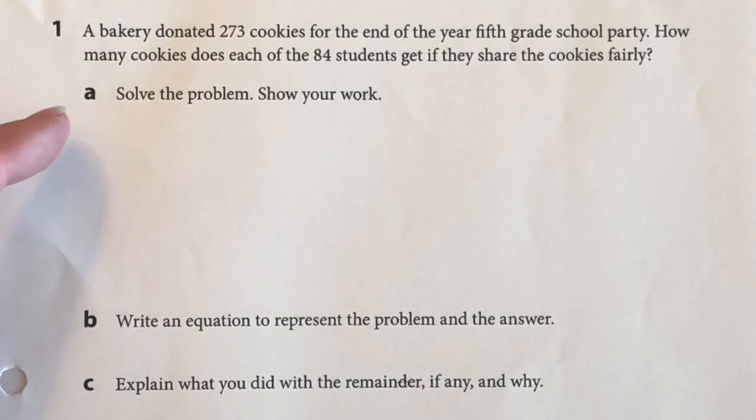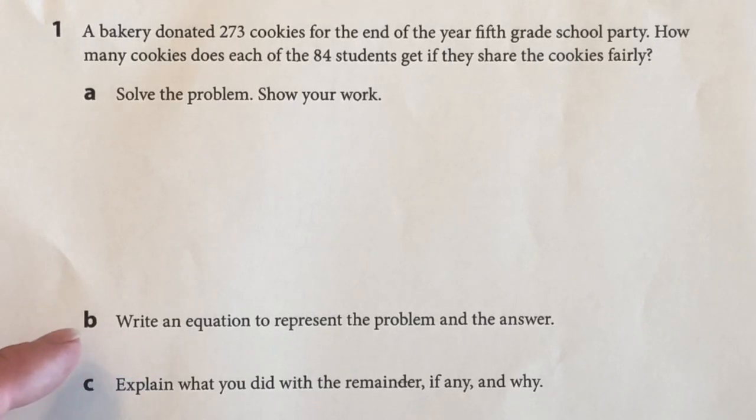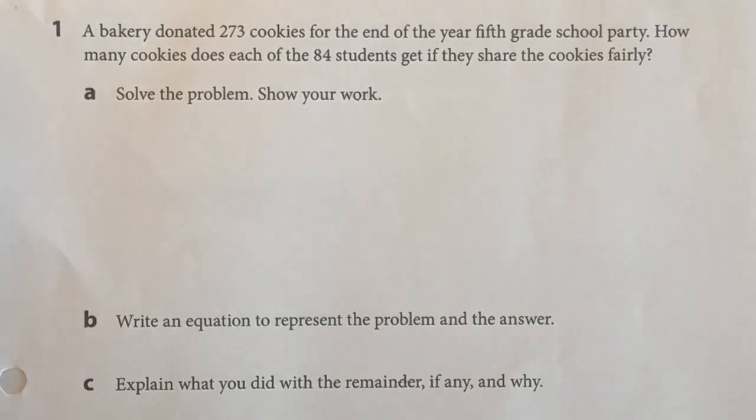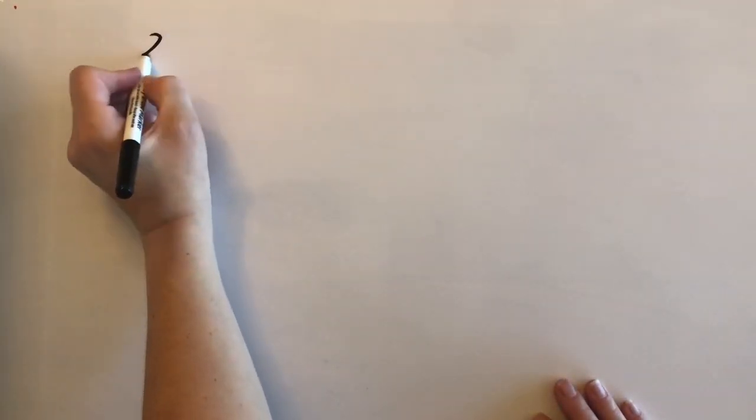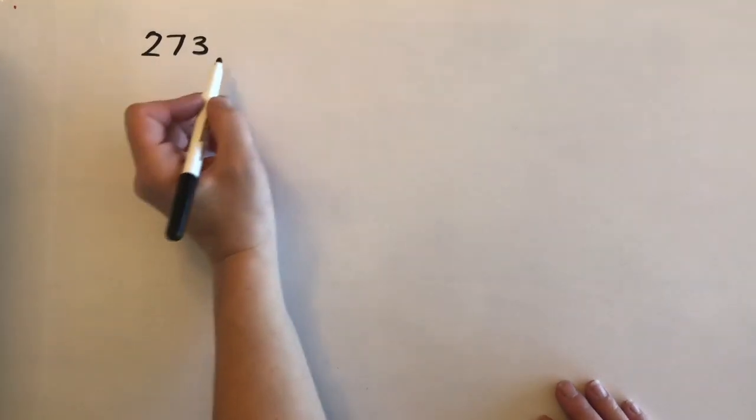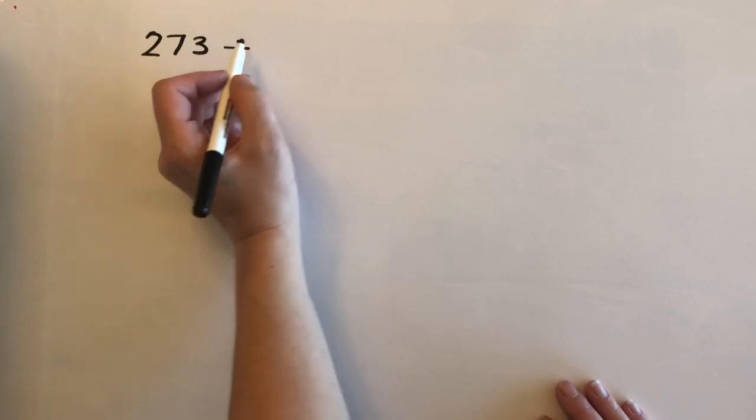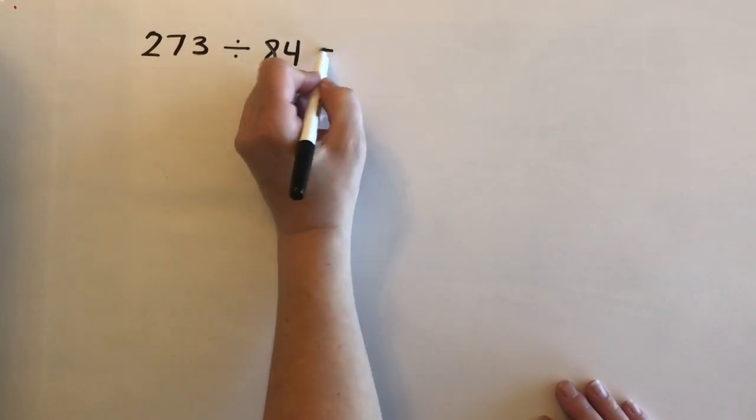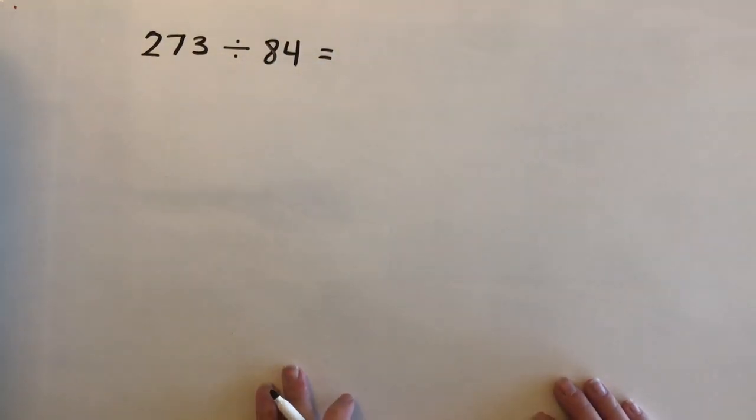It says solve the problem, show your work, write an equation to represent the problem and the answer, and then explain what you did with the remainder, if any, and why. Okay, in this problem, let's start with the equation. We had 273 cookies, and we are going to divide them amongst 84 students. So the actual equation that we're solving is 273 divided by 84.